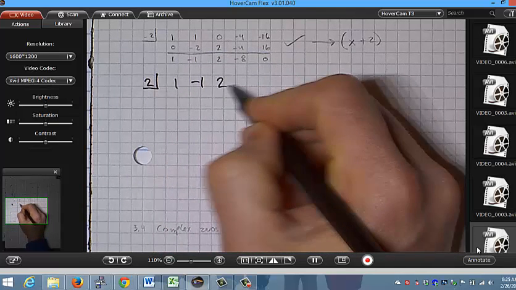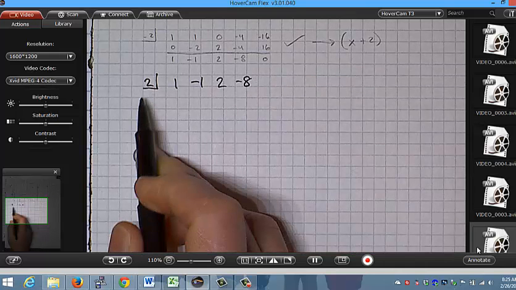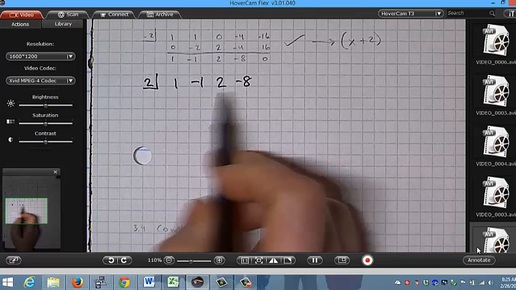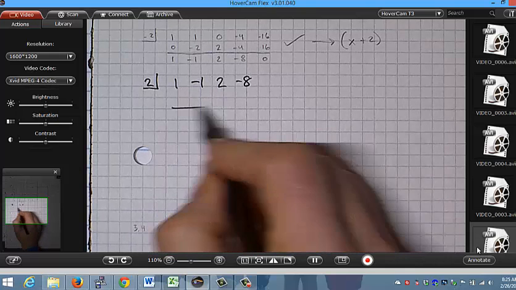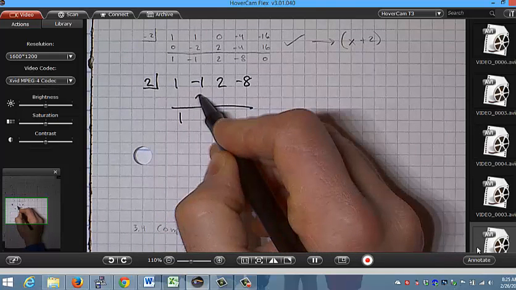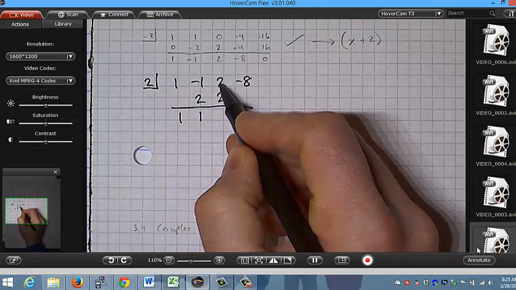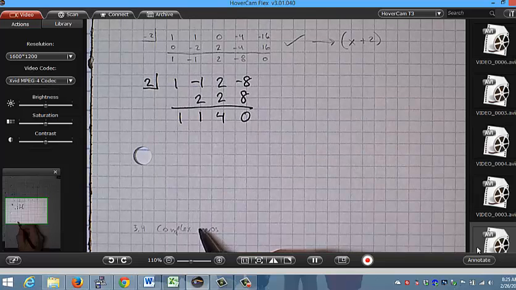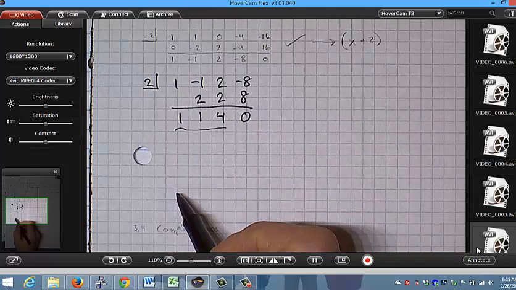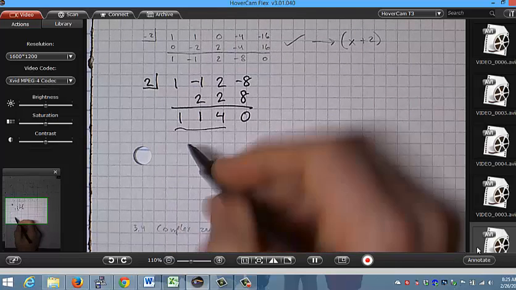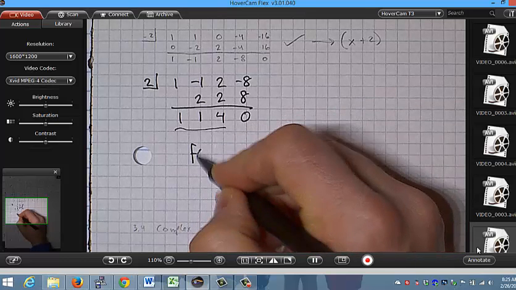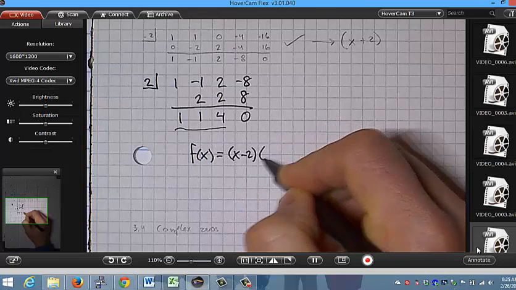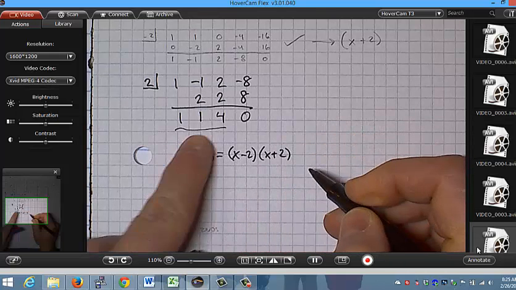1, negative 1, 2, negative 8. Really, you're dividing x minus 2 into this cubic polynomial. And let's work out what we get. 1, 2, 1, 2, 4. 2 times 4 is 8, 0. Notice what's left over. You're still going to get that f of x is equal to, well, we had x minus 2 and we had x plus 2, and this leftover piece is x squared plus x plus 4, so you're going to get exactly what we did.